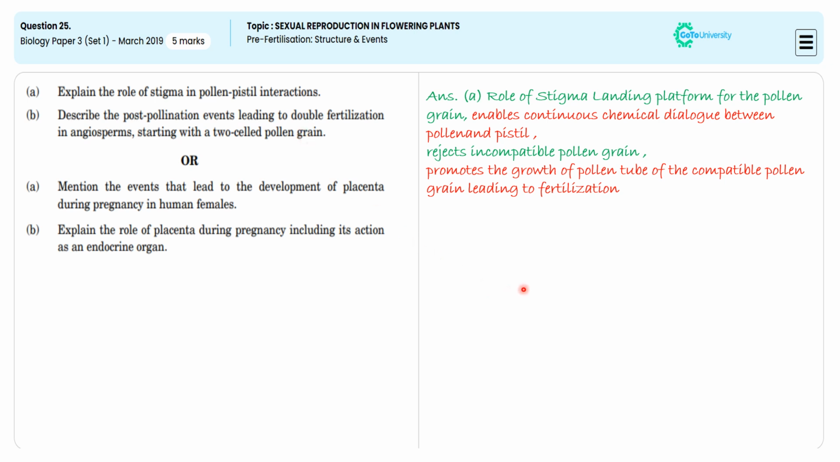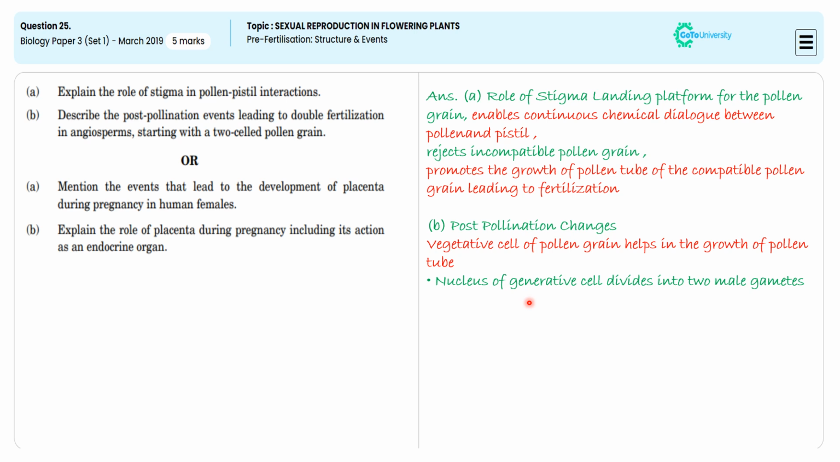For this, we specify that in the post-pollination changes, the vegetative cell of the pollen grain helps the growth of the pollen tube. For this specification, we are getting half a mark. The nucleus of the generative cell divides into 2 male gametes. For this specification, we are getting another half mark. One male gamete fuses with the egg cell, resulting in a zygote, and this process is exactly termed as syngamy. For this specification, we are getting another half mark.